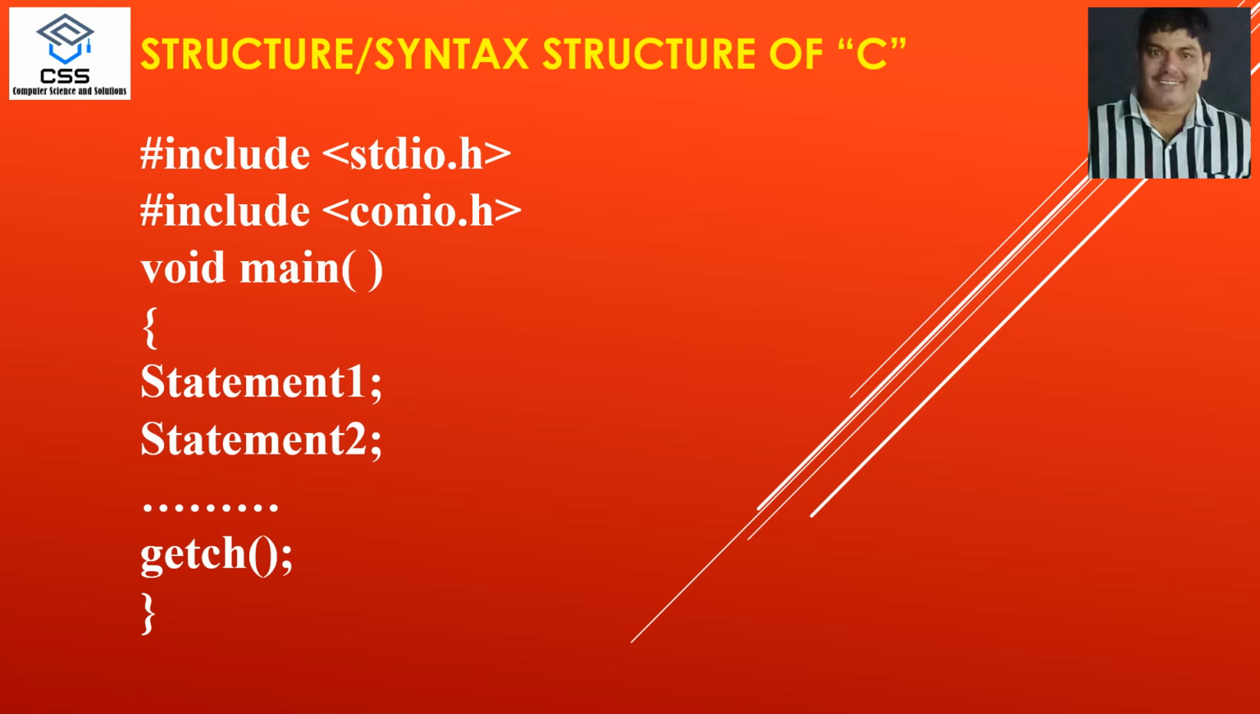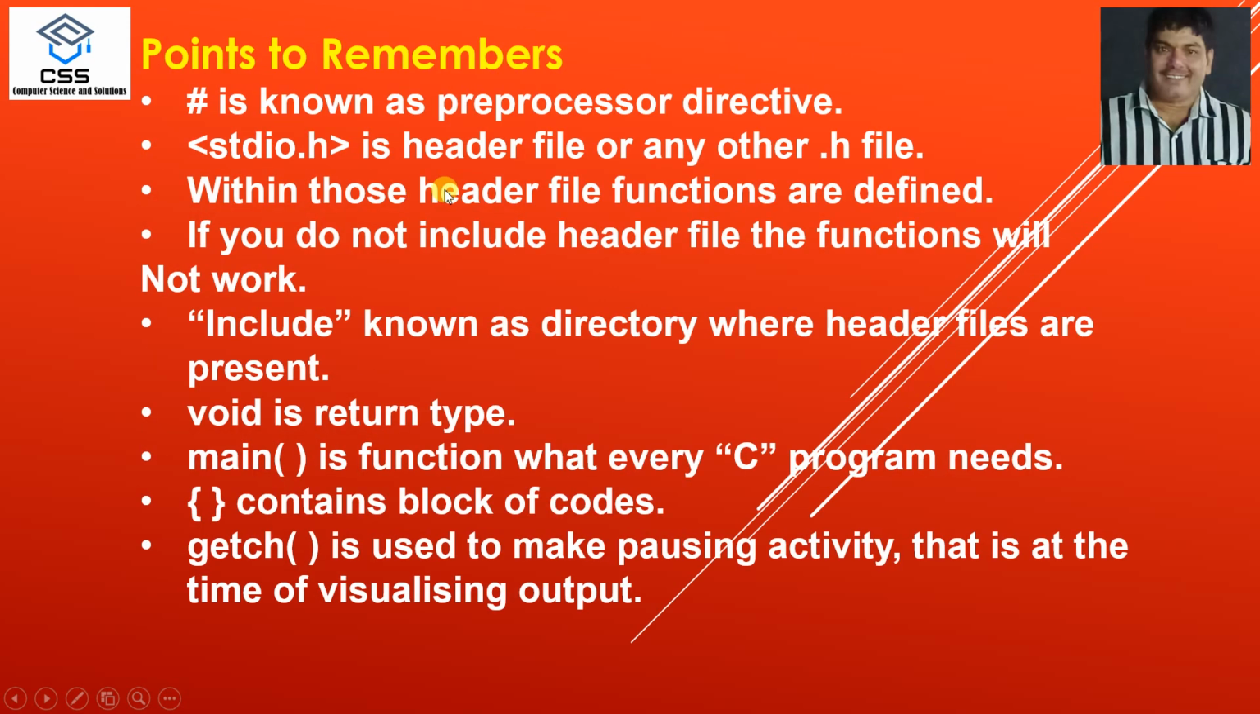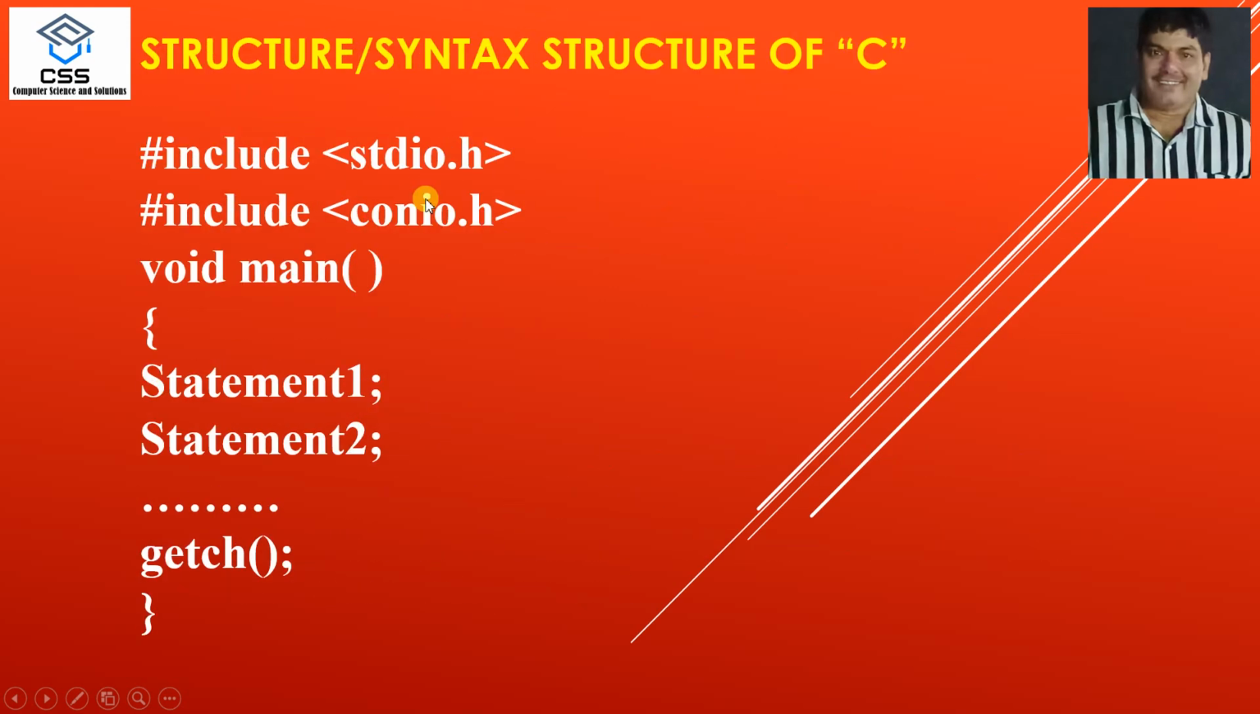What is the structure and the syntax structure of the C program? You remember that syntax is the collection of commands or the rules that we follow to write a program. So in C, there is the following syntax structure, which everybody needs to understand before writing the program. First, it is written #include <stdio.h>. Hash is known as the preprocessor, include is known as the directory, and stdio.h is the header file.